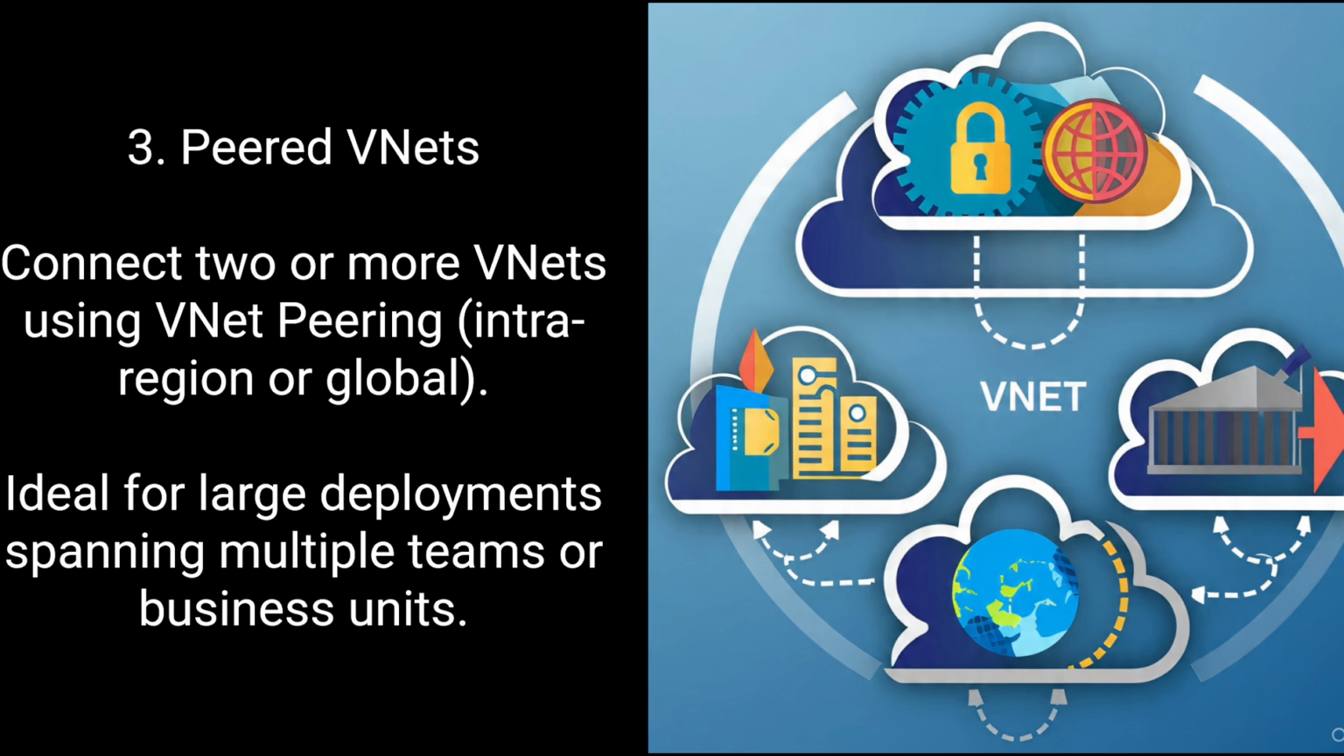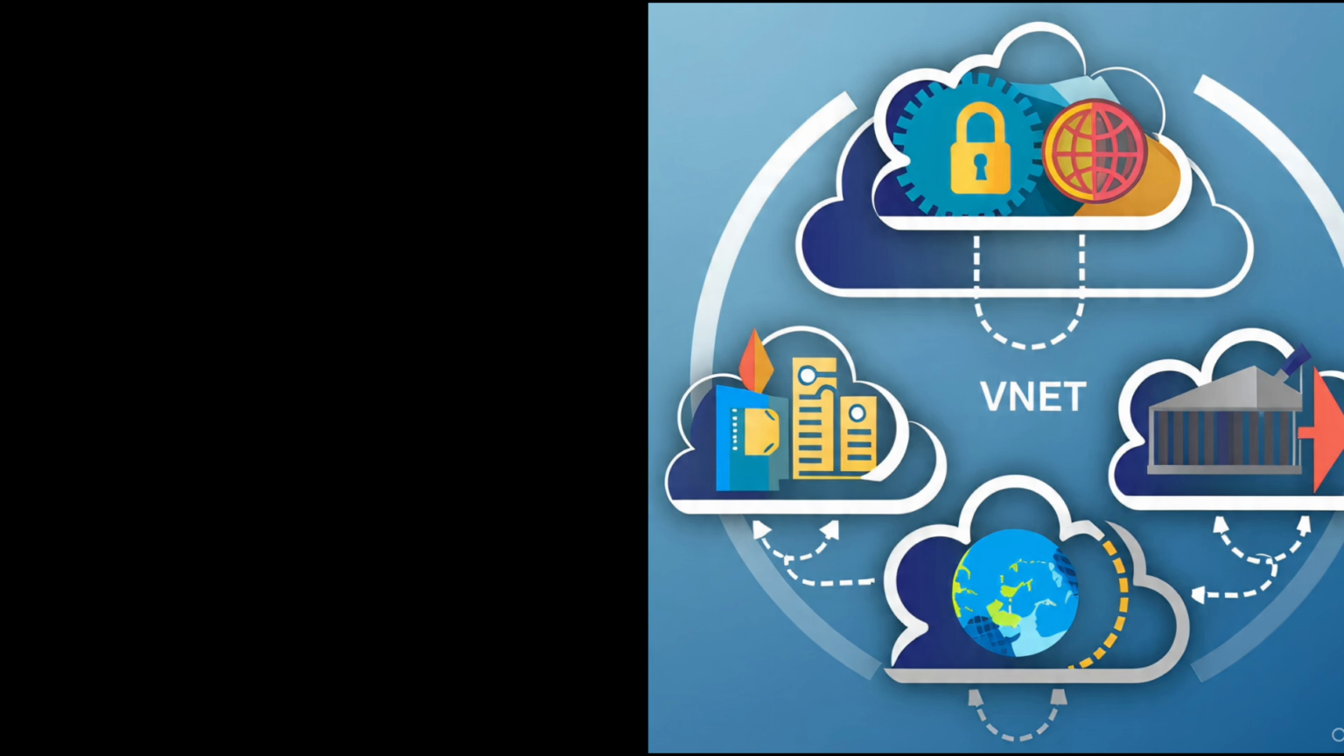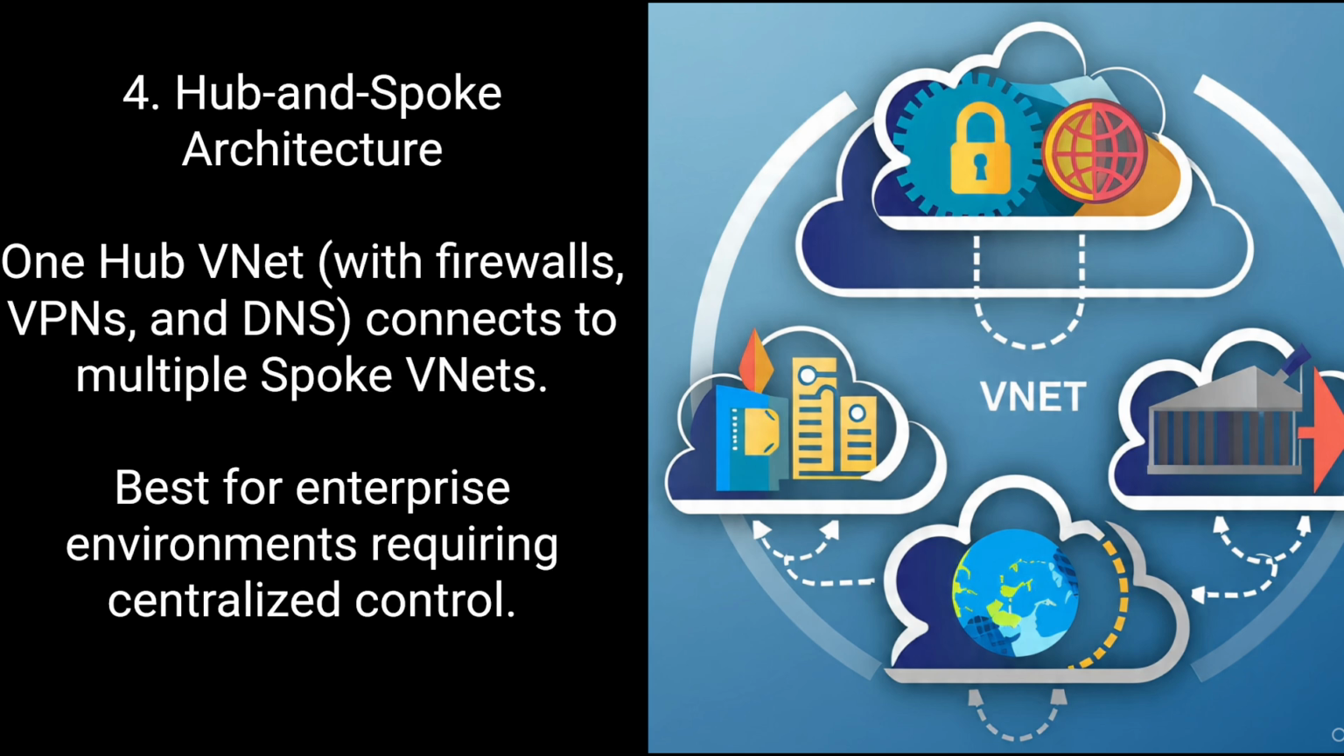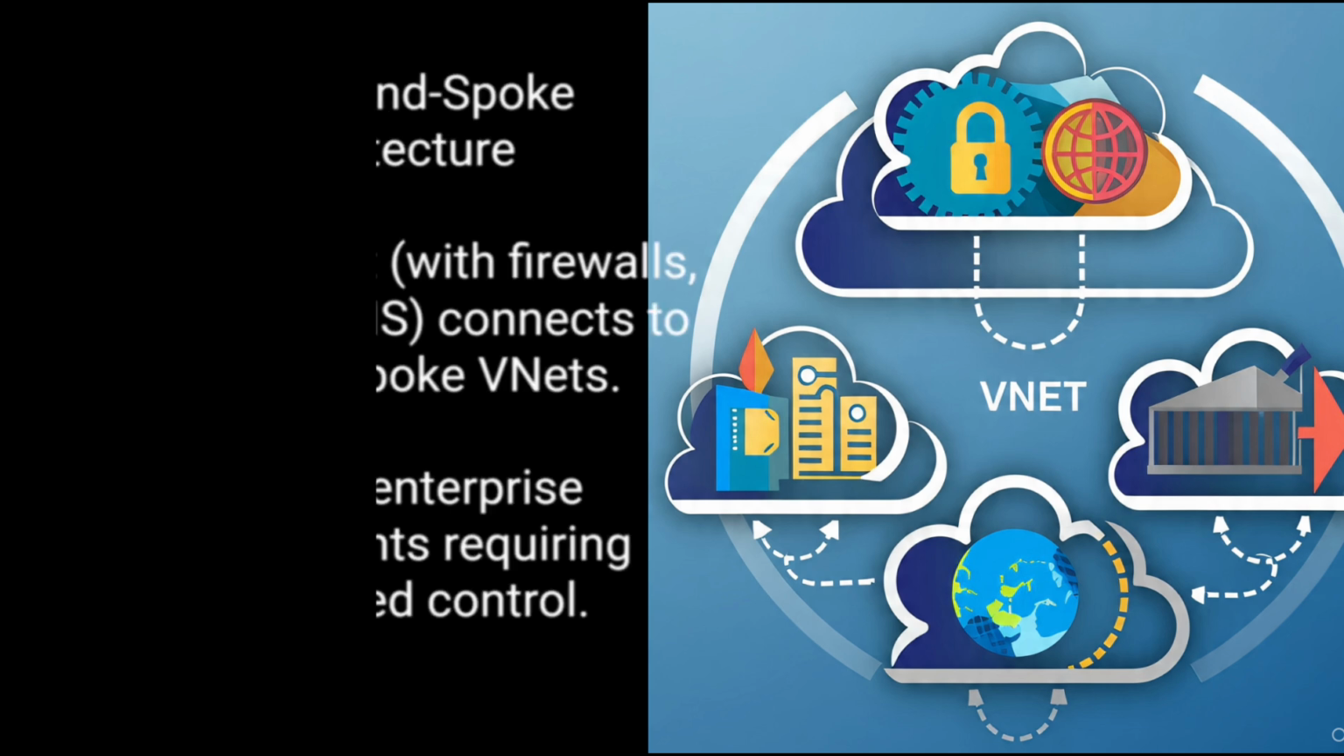3. Peered VNets. Connect two or more VNets using VNet peering, intra-region or global. Ideal for large deployments spanning multiple teams or business units. 4. Hub and spoke architecture. One hub VNet, with firewalls, VPNs, and DNS, connects to multiple spoke VNets. Best for enterprise environments requiring centralized control.